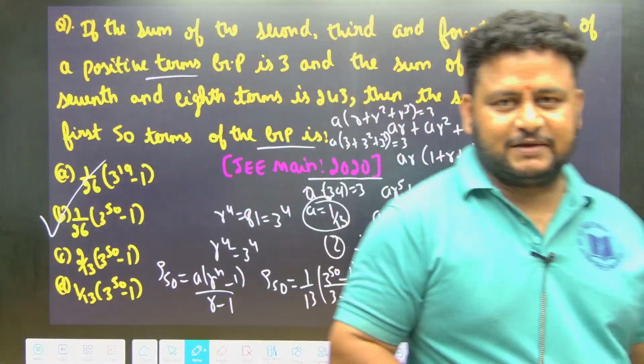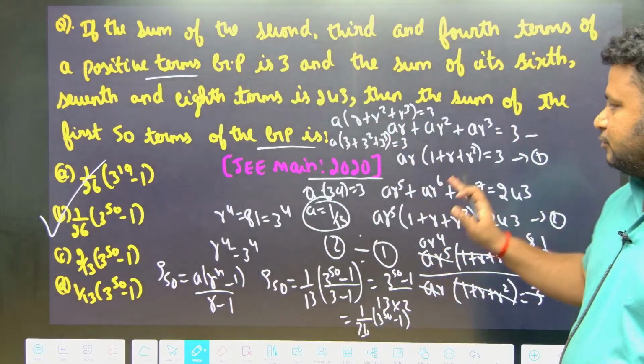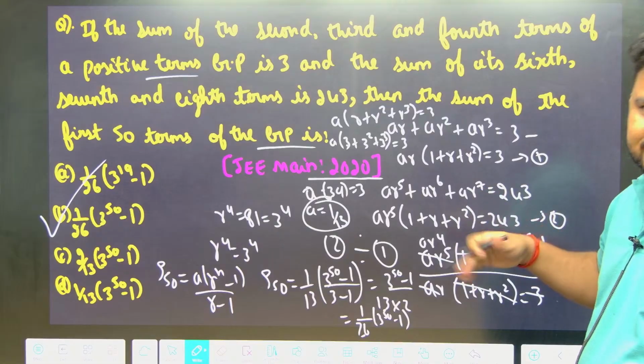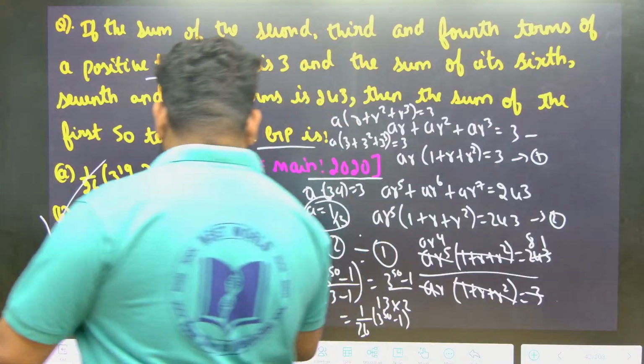You don't have to solve it by yourself, I have done it. Please go through it again. Where you have to take R common, find the value of R. Once you find out R, find out A. If you are finding out A, find out R. Then solve the question. So this formula you have to remember, very important.